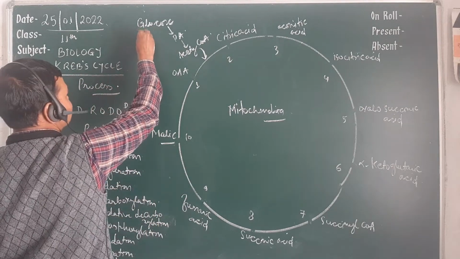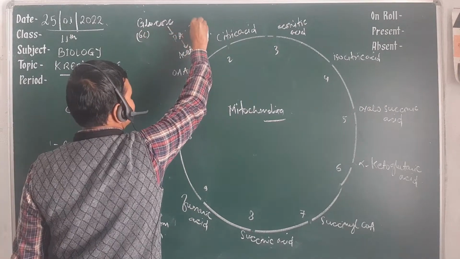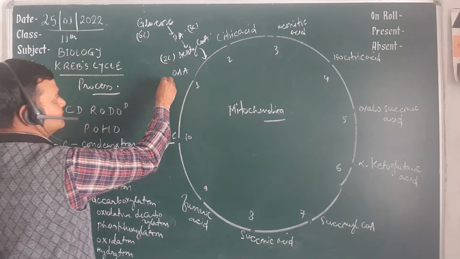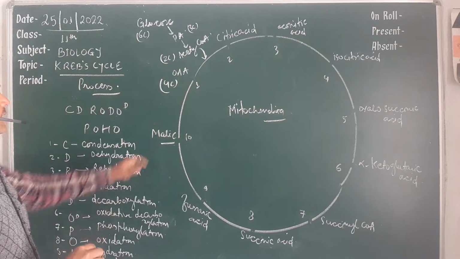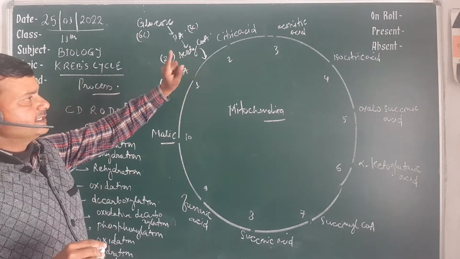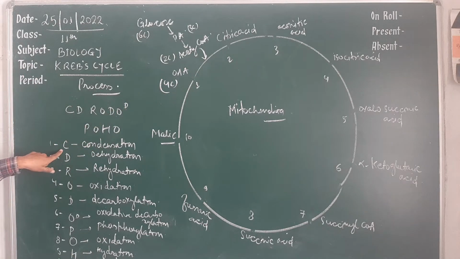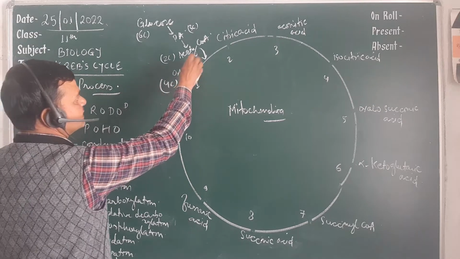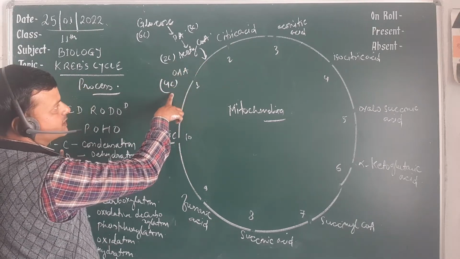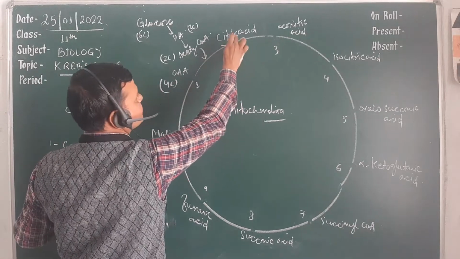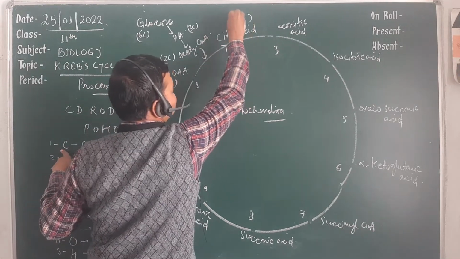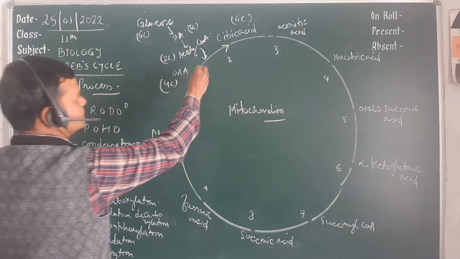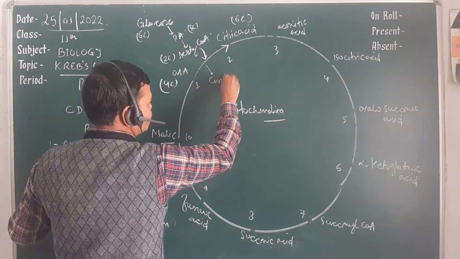Now see, citric acid is a 6 carbon compound. This is a 3 carbon compound. Acetyl coenzyme A is a 2 carbon compound. This oxaloacetic acid is a 4 carbon compound. The acetyl coenzyme A, which will be the first process, condensation. So the acetyl coenzyme A will condense with oxaloacetic acid. When a 2 carbon compound condenses with a 4 carbon compound, it forms the citric acid, which is a 6 carbon compound. By which process? This process is condensation.